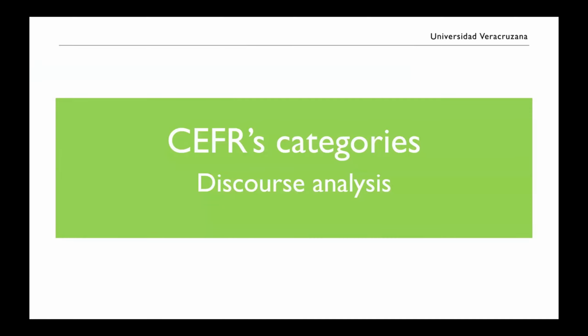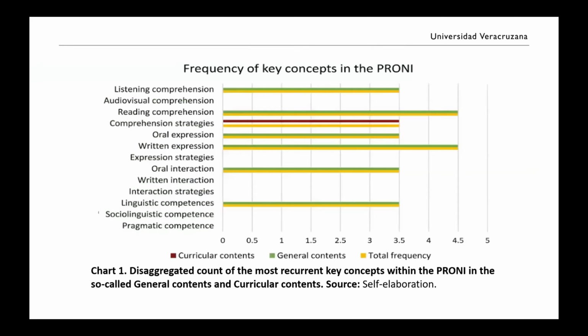In this case, I'm going to present, sorry, the discourse analysis results and then the content analysis results. Now, here we can see the frequency of key concepts in the PRONI, and I hope the colors are very clear. We can observe in red the curricular contents, in green the general contents of the Mexican PRONI, and the total frequency in yellow. Something that catches one's attention from the discourse point of view is that in the curricular contents, only comprehension strategies appear.